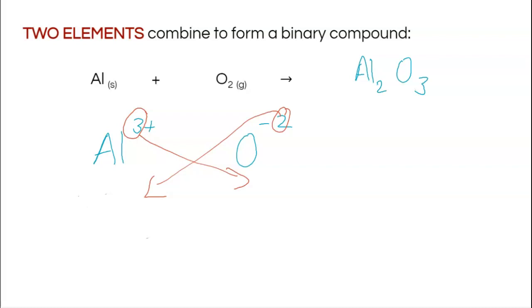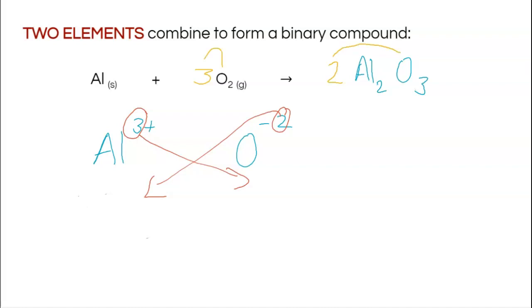So when I look at my oxygen, I can see that I have 3 oxygens and 2 oxygens over here. And so a common denominator between 2 and 3 would be 6. So I'm going to put a 3 in front of my oxygen on the reactant side and a 2 in front of my oxygen on the product side, because 2 times 3 is going to give me 6 and 3 times 2 is going to give me 6.